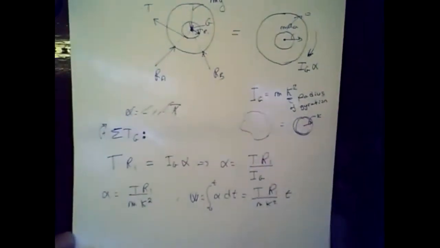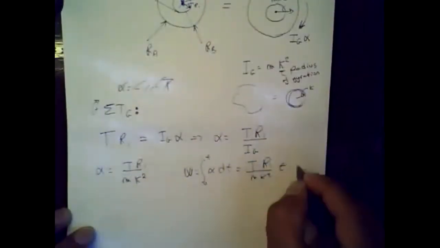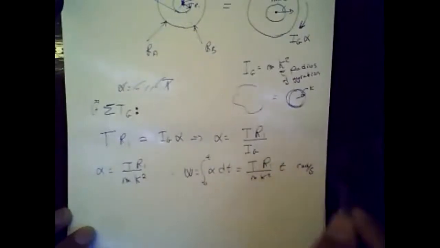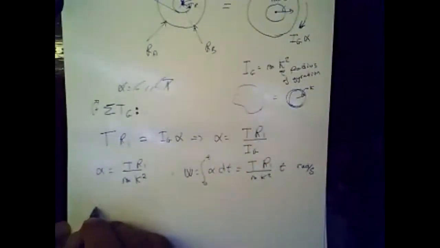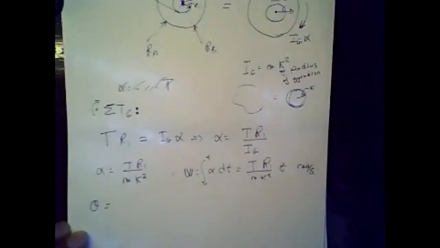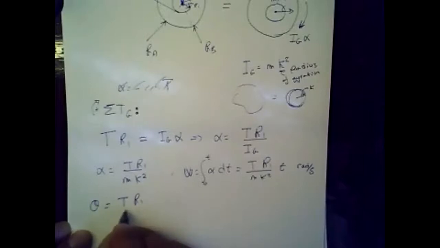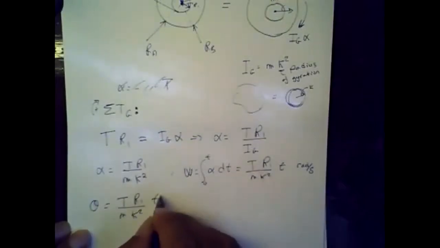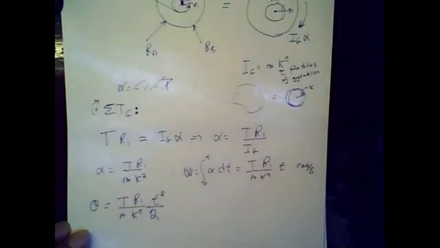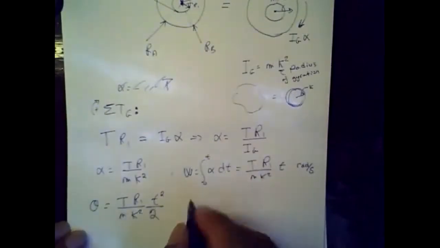Now, if I want to find theta, and by the way, omega here is going to be in radians per second, right? If I want to calculate theta of that rigid body, it's going to be the integration of this. And by the way, this is not the equations of the projectile. This is simply integrating an acceleration. So t squared over 2, and then theta is going to be in radians.